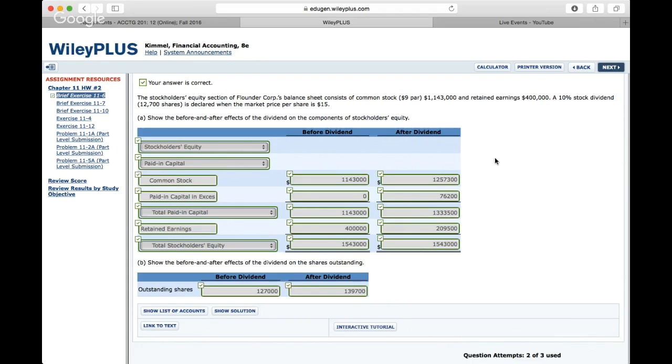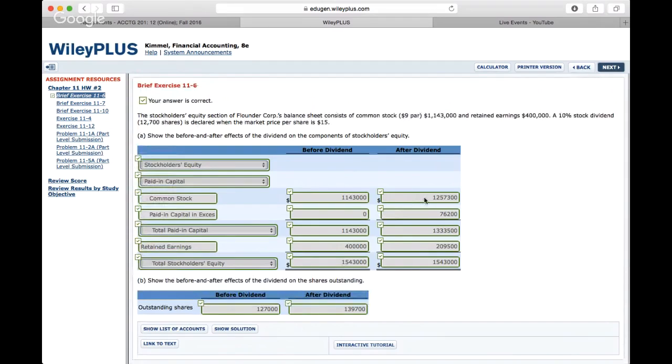Retained earnings says 400,000 up at the top. So put that in there for before dividends. And then total stockholders equity, we just add the 1,143,000 with the 400,000, and that gives us the 1.543 million in the total stockholders equity before dividends.